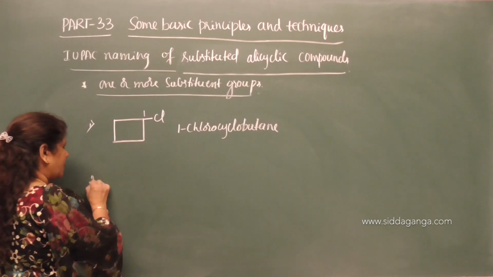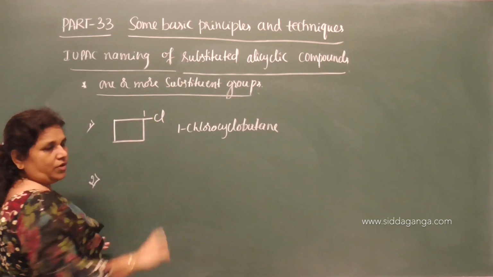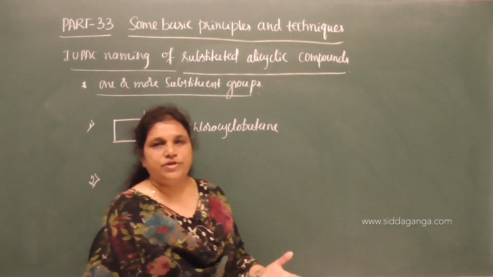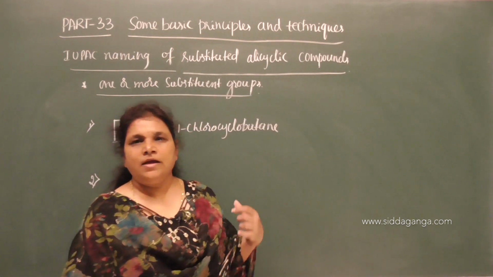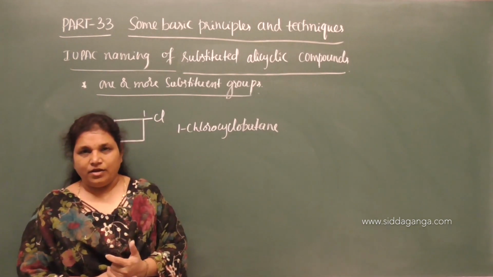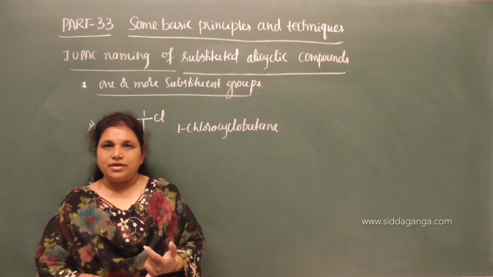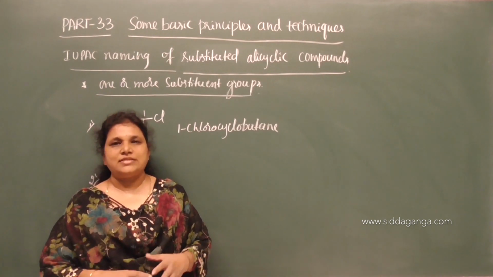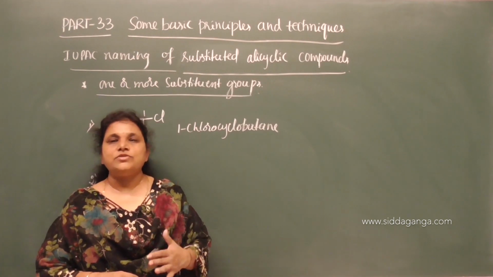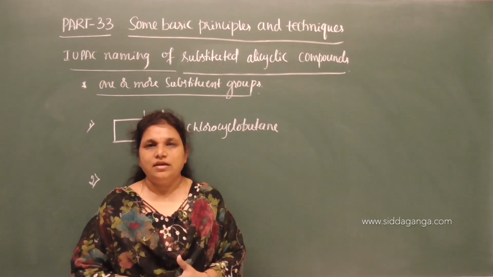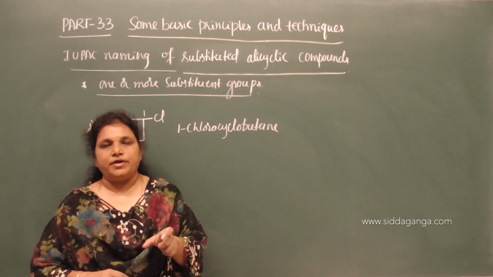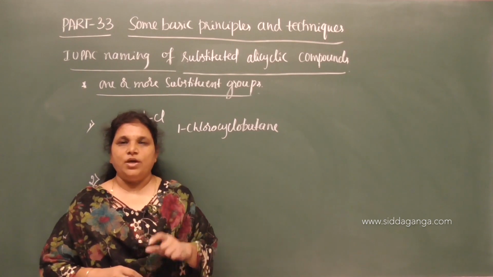Now, if more than one substituent group is attached to the alicyclic ring, then we have to consider the lowest sum rule, and along with that, when the sum of the locants is the same, then we need to assign the lowest possible number to that substituent group which comes first in alphabetical order.